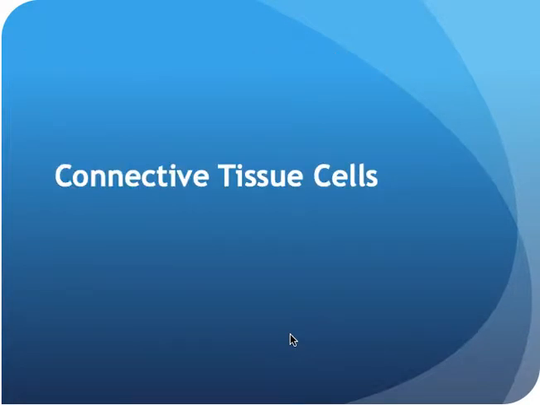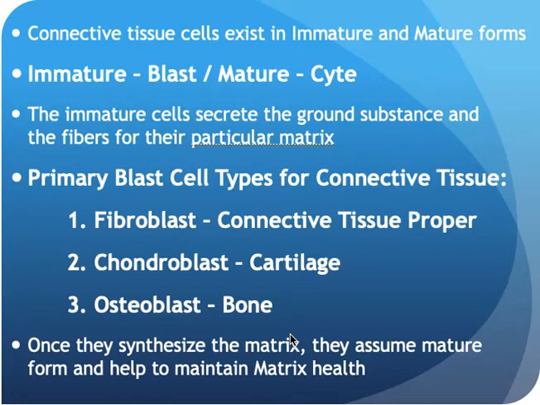Okay, so now we have these other cells. Connective tissue cells, which we saw in the picture here. Connective tissue cells exist in immature and mature forms, and we want to start breaking down our terminology, where we'll see certain things that repeat throughout all our science classes. We want to remember those so that it makes it easier to figure out the terminology and the different definitions.